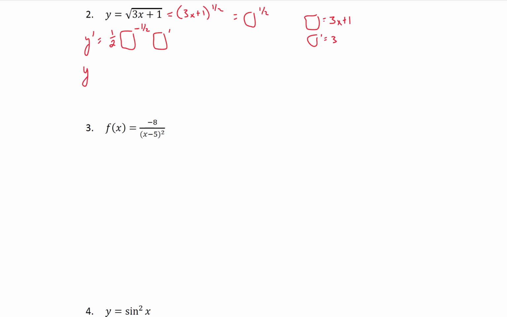And so then let's go ahead and simplify this before we substitute back in for the blah and blah prime. So this is 1 over 2 square roots of blah times blah prime. And so since it's times blah prime, I can just write that blah prime in the numerator. So y prime then is equal to 3, which was blah prime, over 2 square roots of 3x plus 1. And we're done.